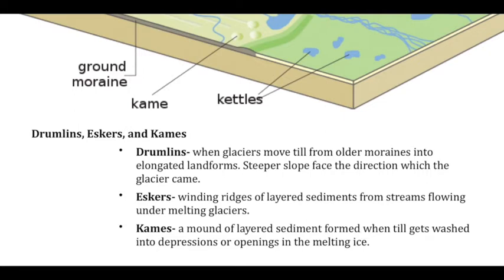And then kames are mounds. So as the glacier recedes, some piles up into mounds, these are called kames, and some scrapes into long stripy hills, and those are called drumlins.